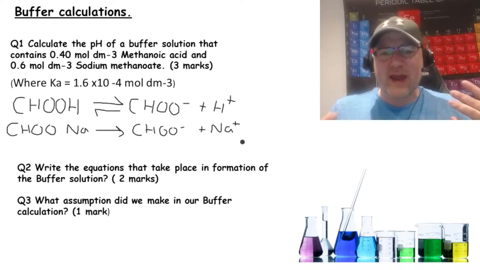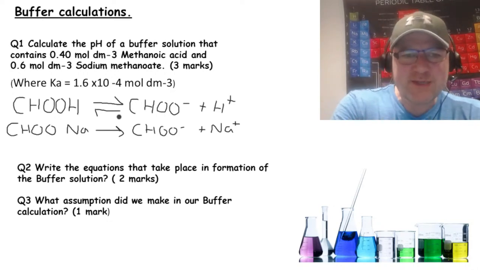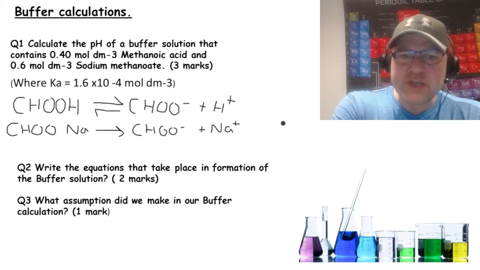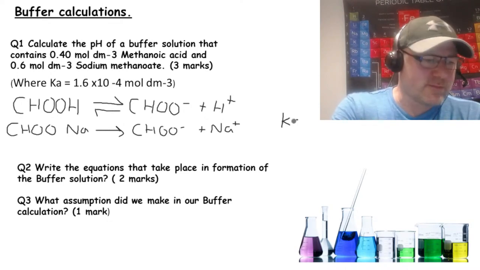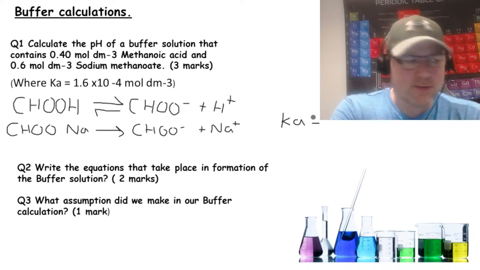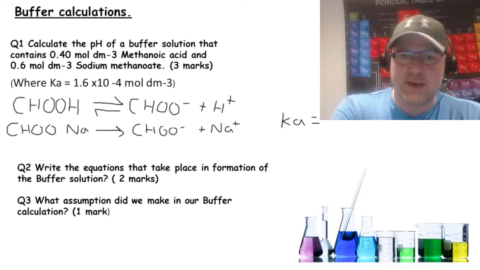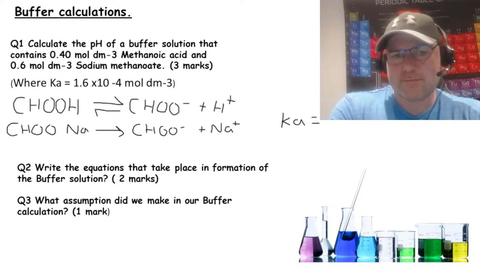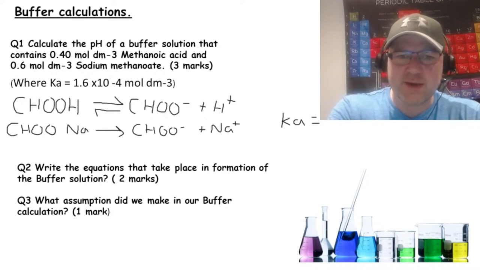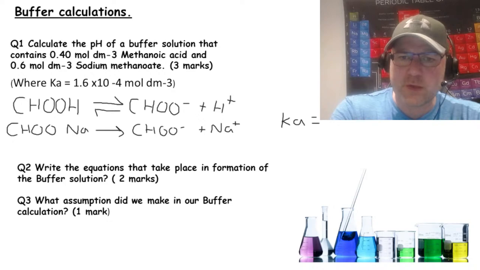Have I given myself any room for the working out? No, but it's quite easy working out. So we need to rearrange that Ka equation. I'll go through the rearrangement. First of all, I start with the reactants. You might be like, get on with it, but let me go through it. You always start with your reactants over your products before you rearrange.